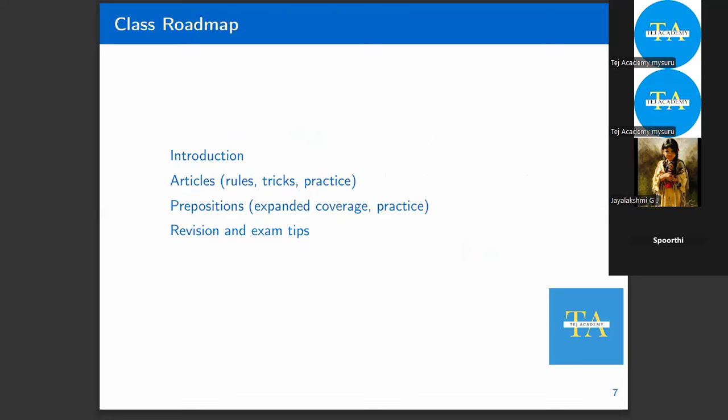We will first go with the articles, analyzing the rules by which we can find the suitable article for the sentence, and we will go to the tricks part later, like what tricks we can use to find the suitable article. I know it's very simple using a and the, but there will be some exceptions, and sentences with such exceptions will be asked in the exam to make it difficult. Of course, some practice questions will be there.